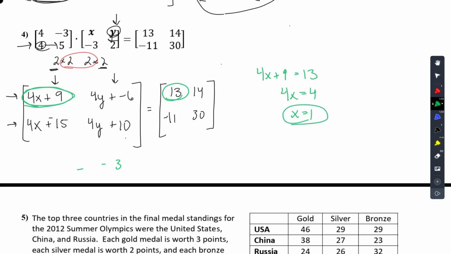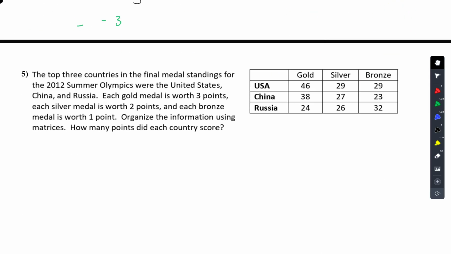Okay. Then for the y's, maybe these two, doesn't matter. I'm going to do 4y plus 10 equals 30, and then I'm going to solve that guy. 4y equals 20, and then y equals 5. And then that would be your answer. So you multiply it like you would normally, and then you just set the stuff equal. That goes together. Okay, and then here we go.